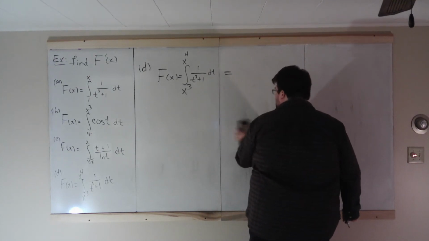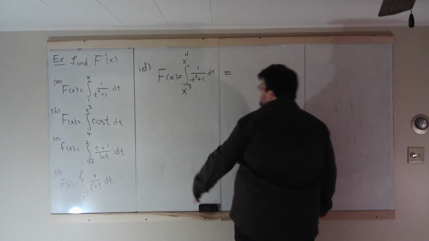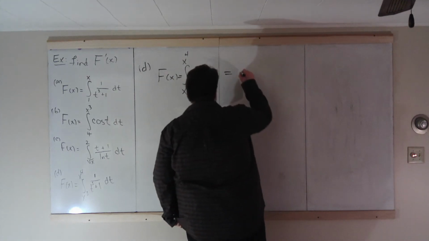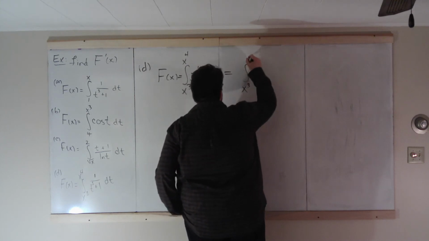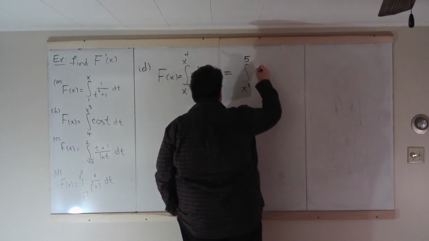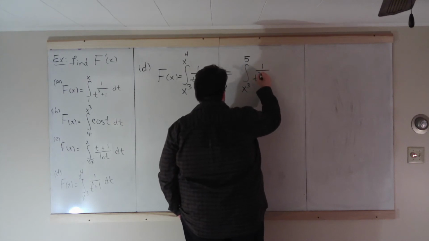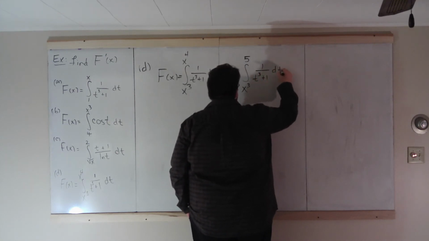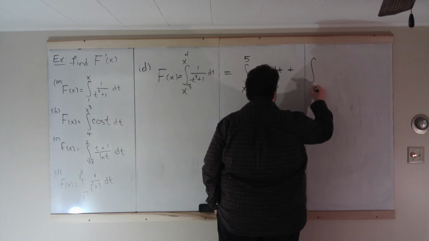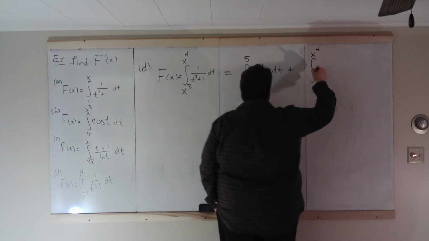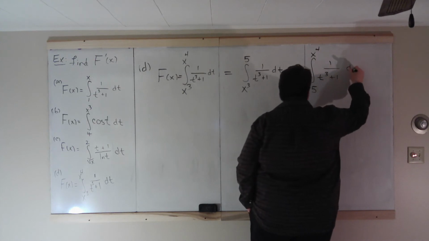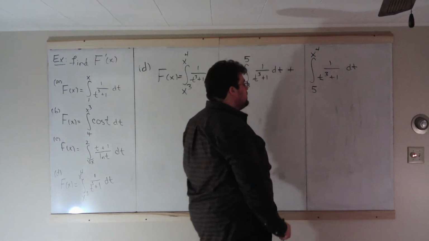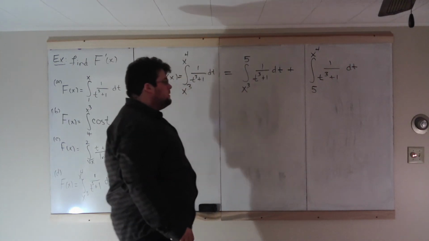We need a number somewhere between x cubed and x to the 4th. Well, let's just throw a number there. Integral from x cubed to, how about 5? That's a number. Does that work? Well, let's see. It will work if the function is continuous at that number.